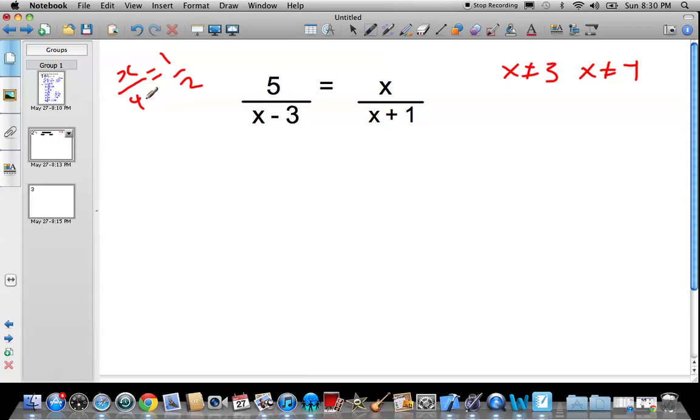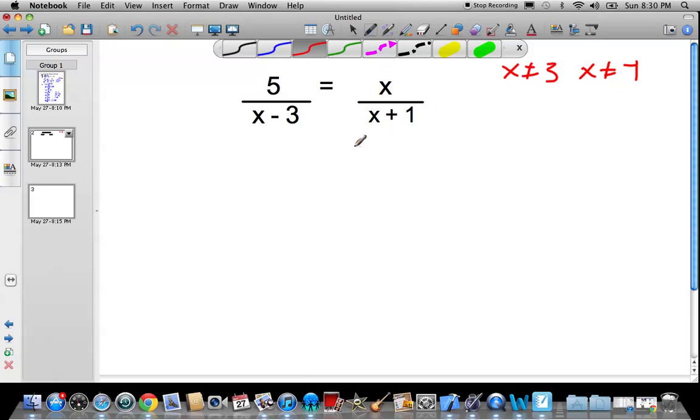So you went 1 times 4, x times 2. But as soon as you throw in the plus 1 here, you can't use cross multiplication anymore. You have to do some simplification first, or you can multiply through by a common denominator, which is what we would do if you had another rational expression added on here.